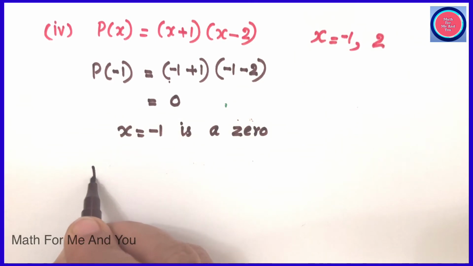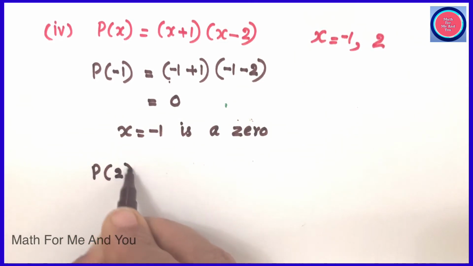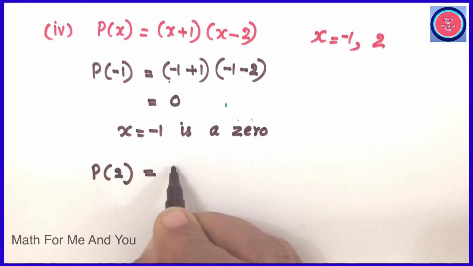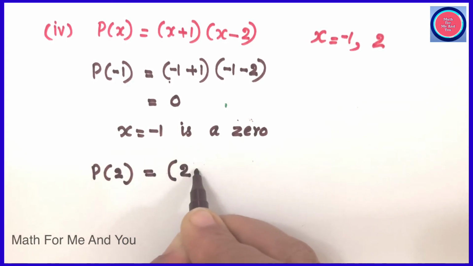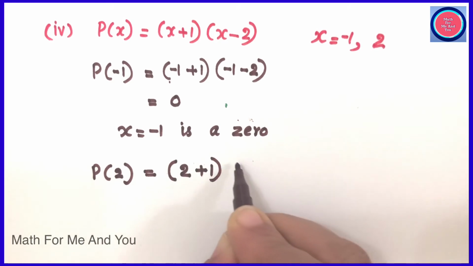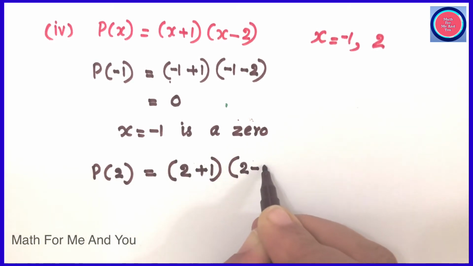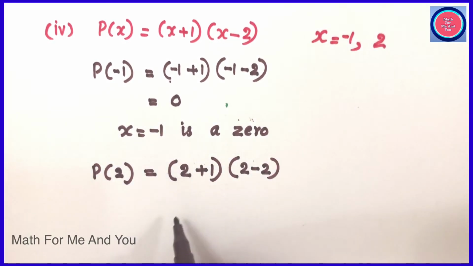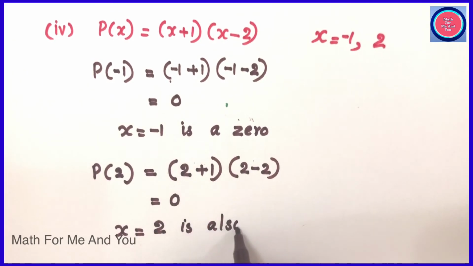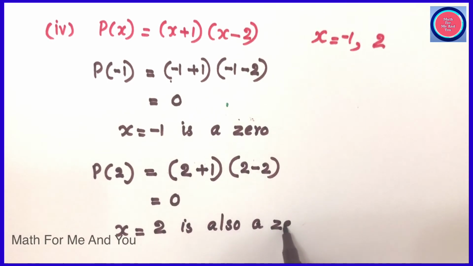Now we are going to check 2 is a 0 or not. For that we take P of 2. The meaning is change x with the 2 in the polynomial. So first bracket becomes 2 plus 1 and the second bracket becomes 2 minus 2. 2 plus 1 is 3 but the second bracket is 0. So 0 with any number is 0. That means x equals 2 is also a 0 of the polynomial x plus 1 times x minus 2. See, this is very easy to check.